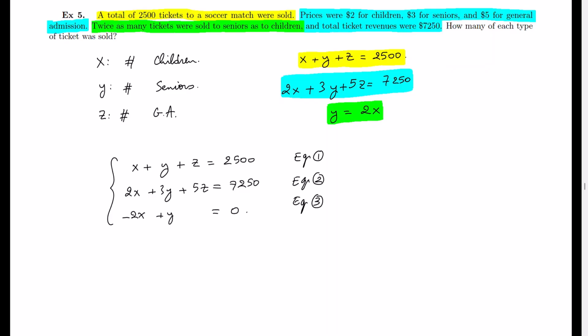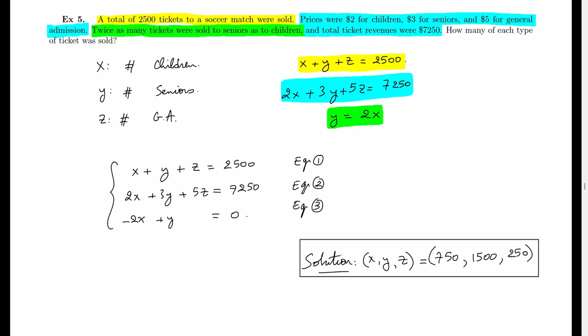So at this point in time, I'm going to stop here and give you a chance to pause the video and solve the system on your own and see if you can get the values of x, y, and z. I'll give you the answer on the screen in a few seconds. And the answer is x should be 750, y should be 1500, and z should be 250.